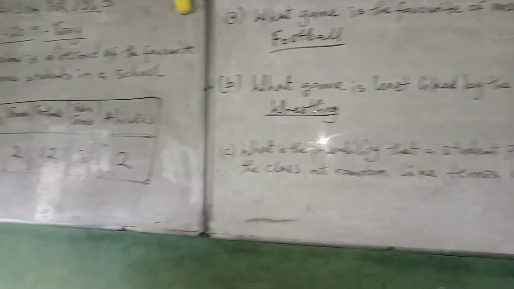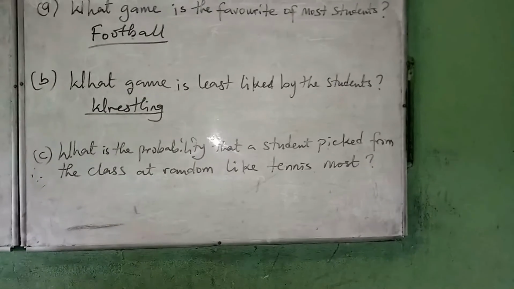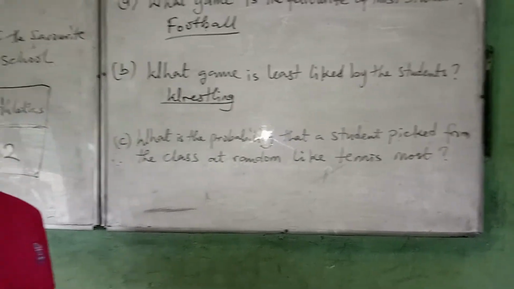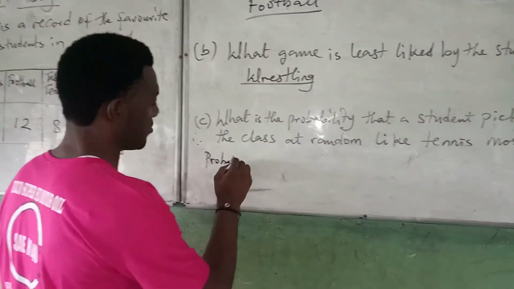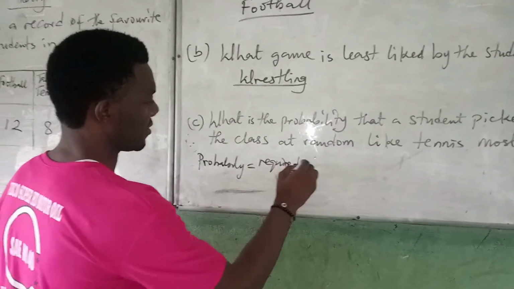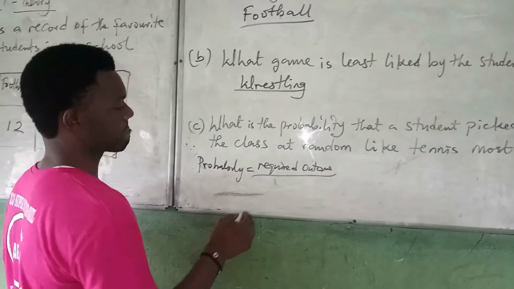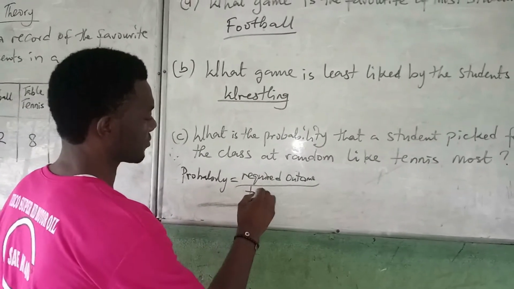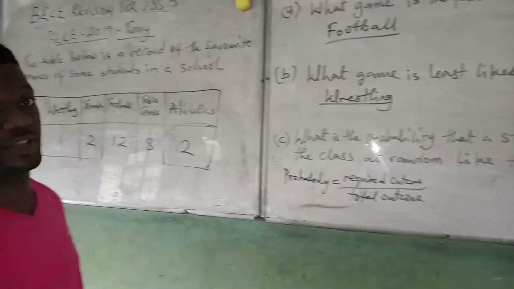That's the answer. So the last question, what is the probability that a student picked from the class at random likes tennis? You know probability, as you did in your year 2, the formula for probability is equal to the required outcome over the total outcome.